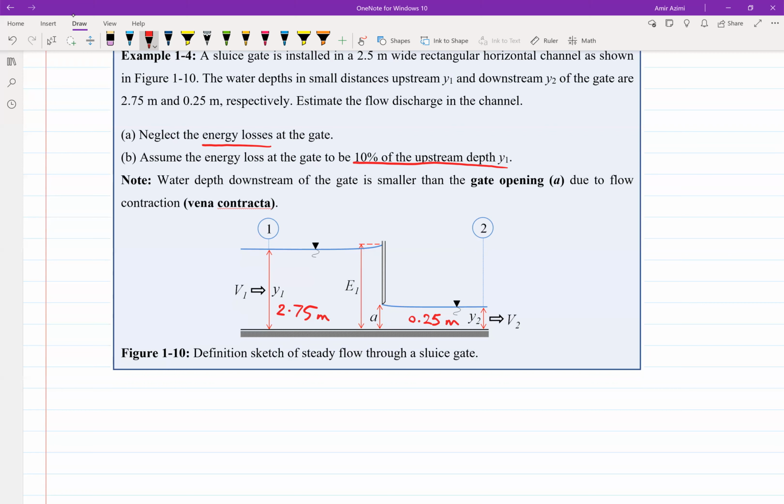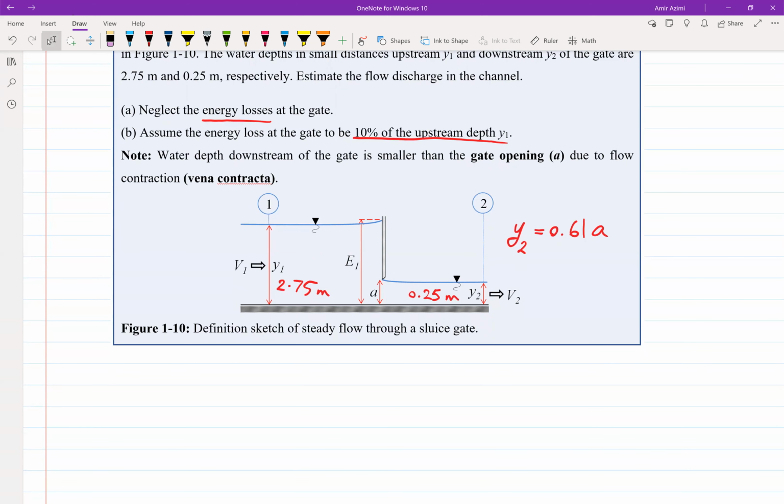And then in the note section, the water depth downstream of the gate is smaller than the gate opening A due to flow contraction. So what we use is the depth at y1 and y2 instead of the actual opening. And the relationship between the opening and y2 is normally y2 is 0.61 times A. So once you calculate y2 and you want to know the gate opening, you can divide it by 0.61.